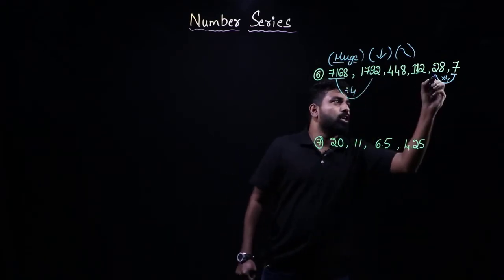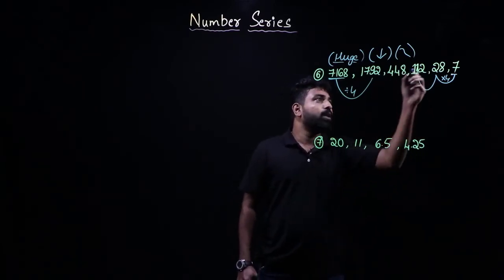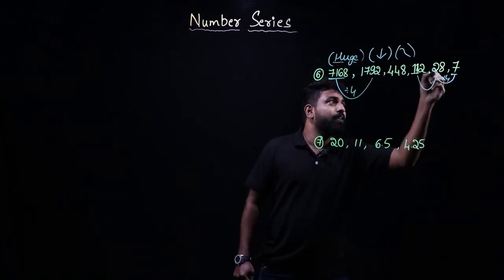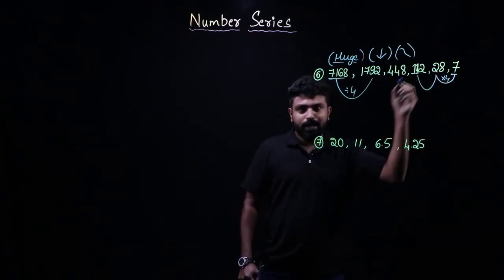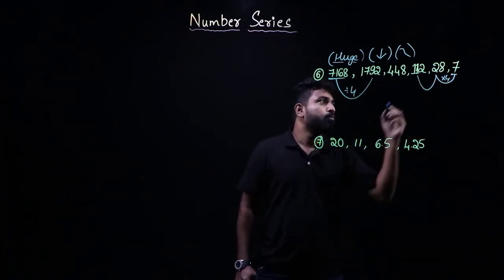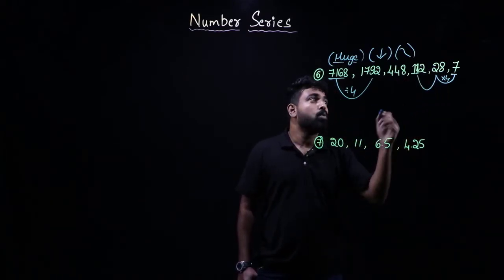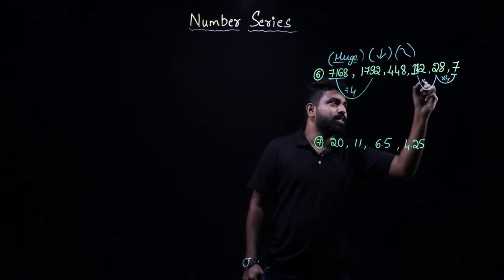Let me check that logic once again. Let me divide 112 by 28. Instead of dividing 112 by 28, I'll multiply 4 to 28. So 4 into 20 gives me 80. 4 into 8 gives me 32. 80 plus 32 gives me 112. So yes, my logic is working here.